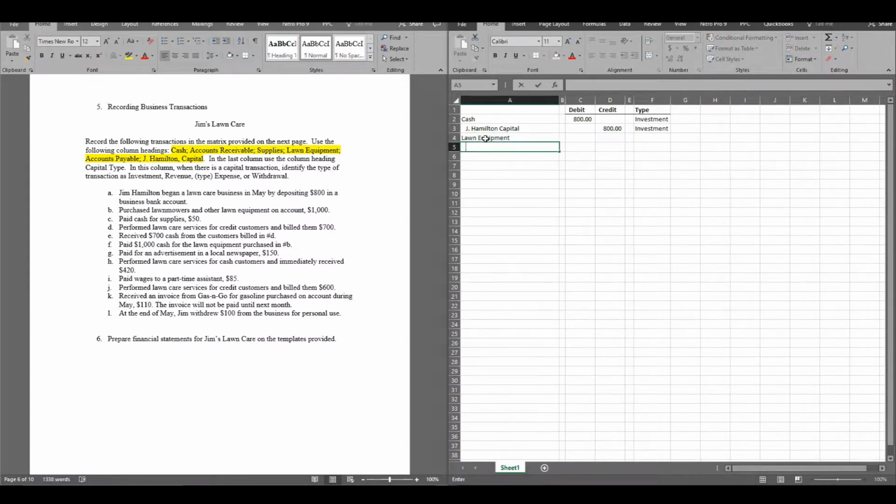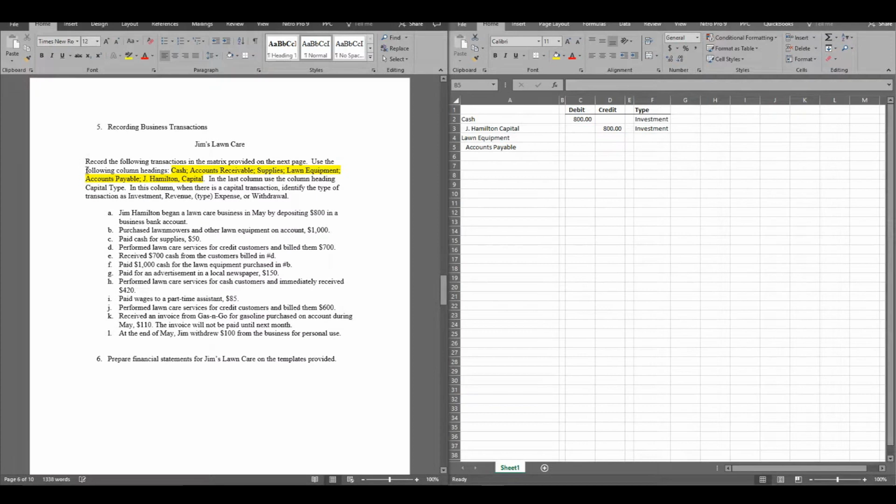and we took out a liability. In this case, the account we have available is accounts payable. This is a common account we will use frequently. So accounts payable is the liability account we're going to use, and lawn equipment is our asset account. And we're going to do this for $1,000.